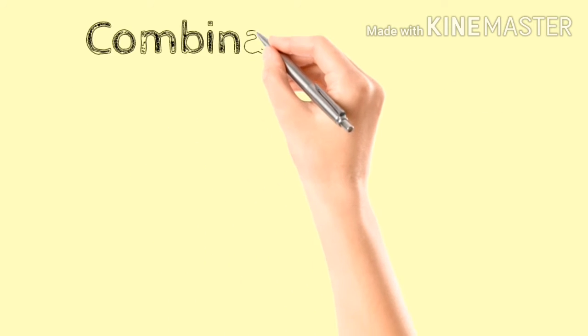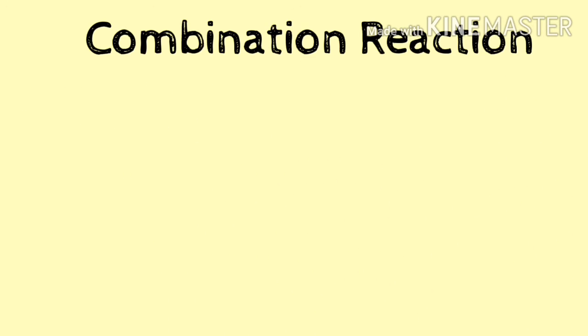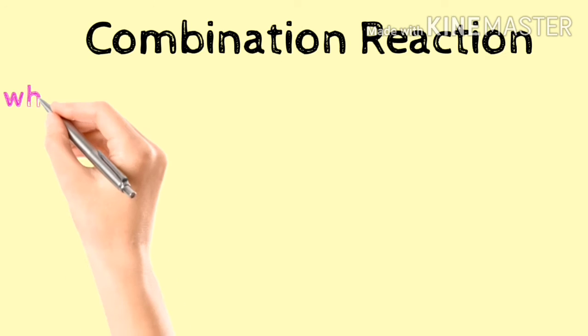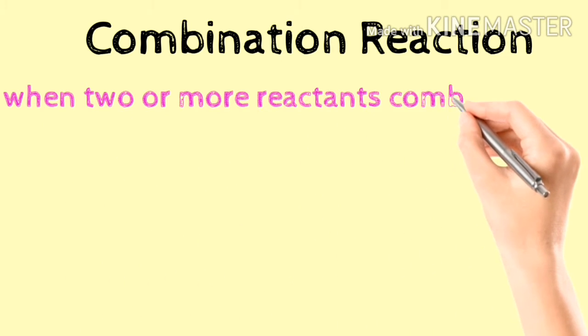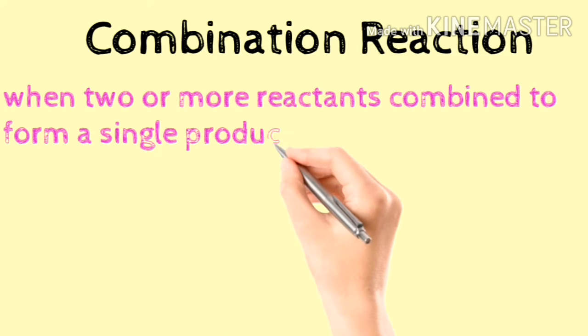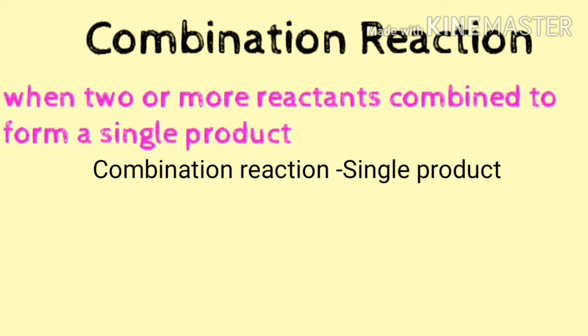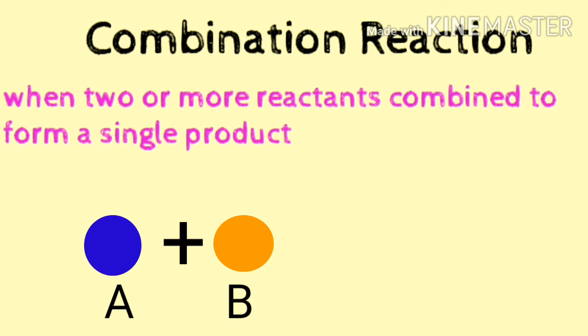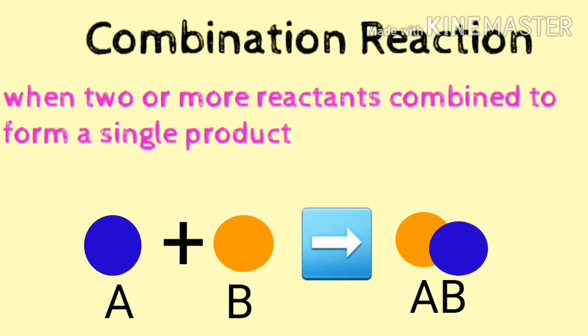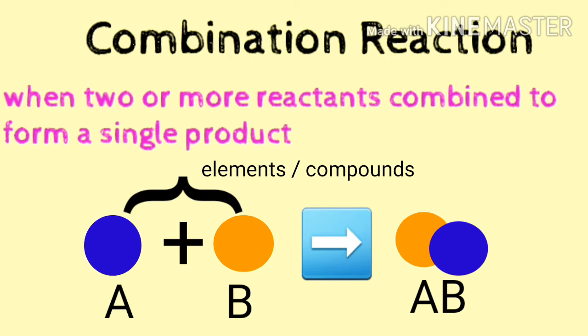and reduction. So we are moving to the first concept, combination reaction. In a combination reaction, two or more substances, elements or compounds, are combined to form only a single product. So the key point is a single product. That is, generally we can say A combined with B gives AB. Here the participants A and B are either elements or compounds.